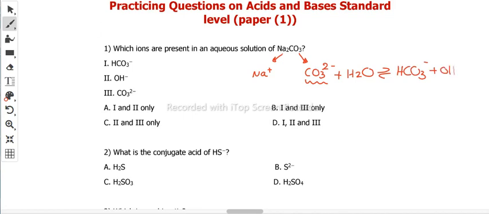plus OH negative. So going back to the question, we're going to find that the ions that are represented will be all of the above. There will be hydrogen carbonate ion, and hydroxide ion will appear besides the carbonate ion. So the answer is D.